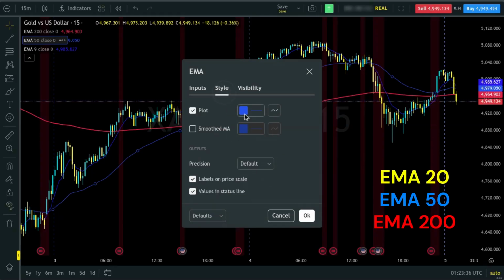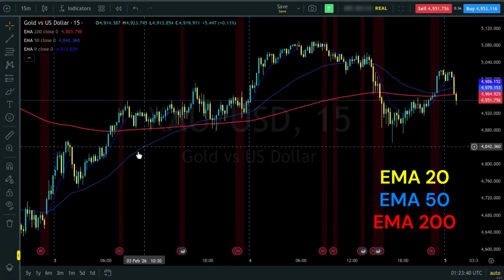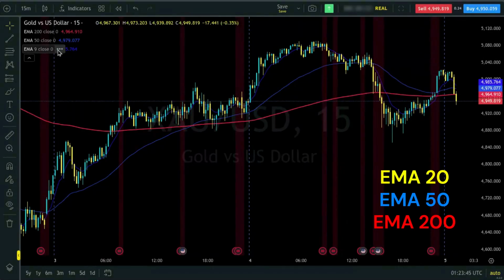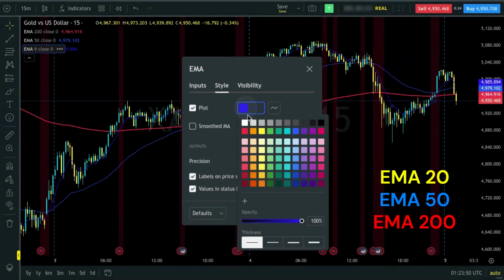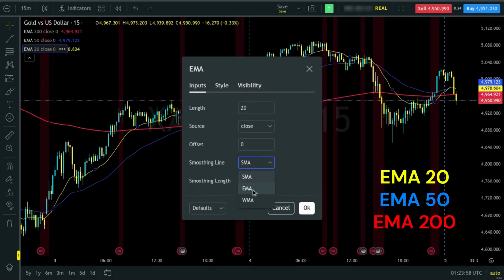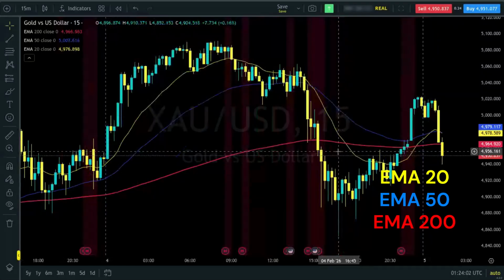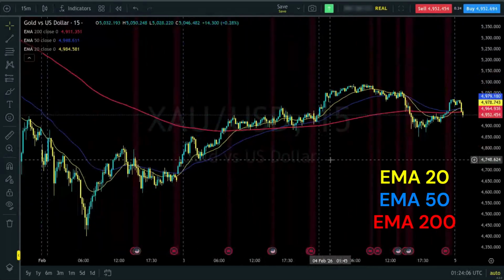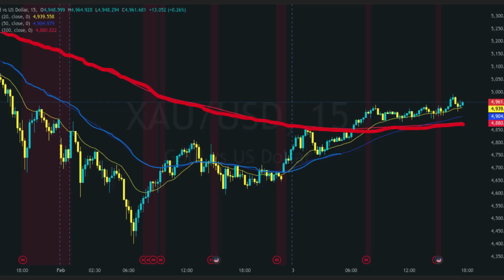Now we have the moving average. First EMA 200. Then EMA 50. And finally I add EMA 20. I use it only on the higher time frame. Why? Because direction should not change every minute. Gold needs a stable guide.